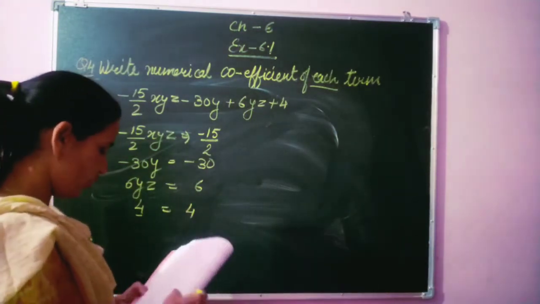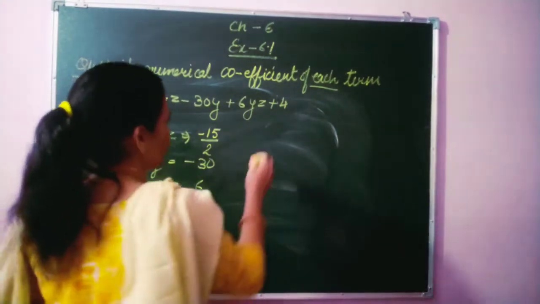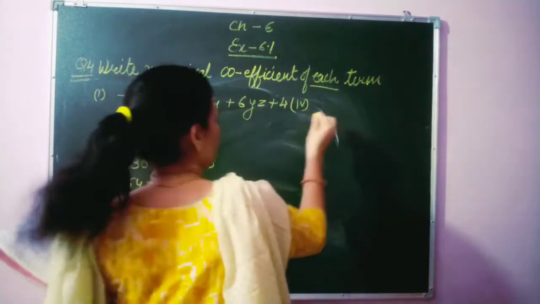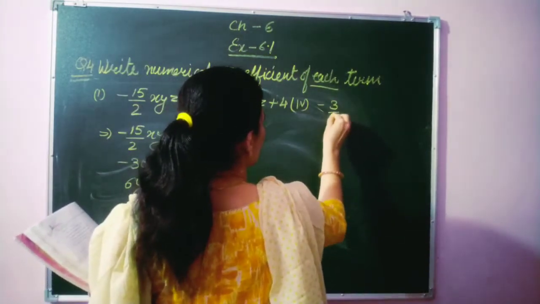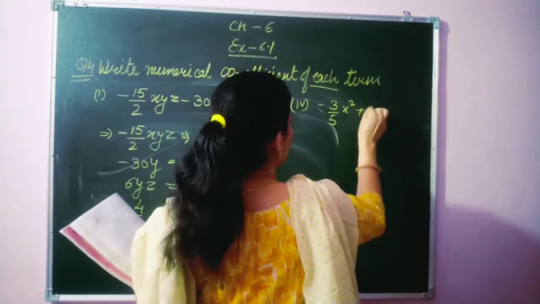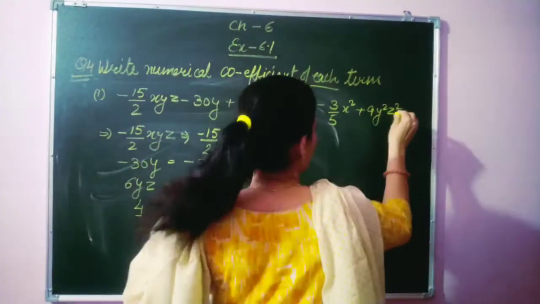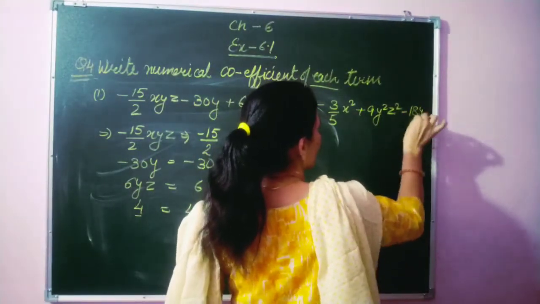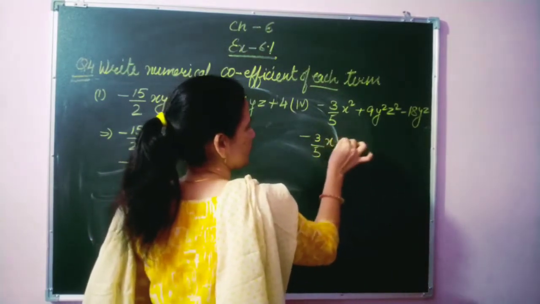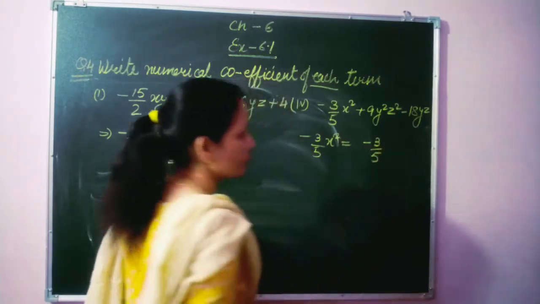So let's take one more example from the same question. I'm going to solve its fourth part. In the fourth part they have given minus 3 by 5 x square plus 9 y square z square and then minus 18 yz. So first is minus 3 by 5 x square. That means minus 3 by 5 is the numerical coefficient of the first term.